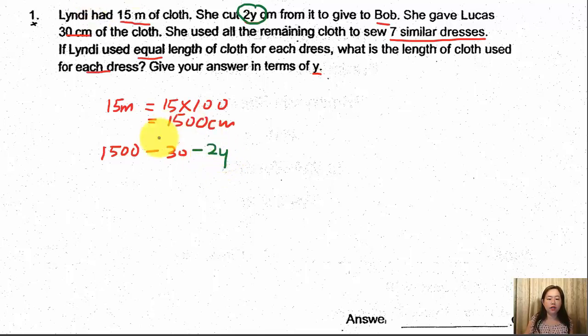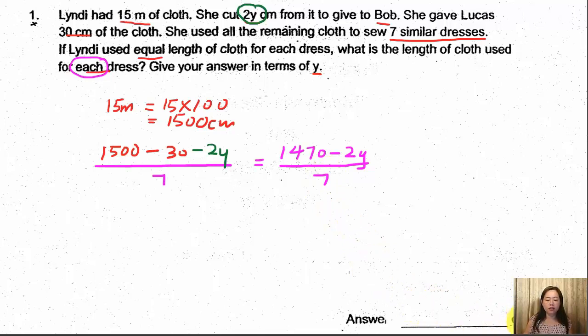And finally, this will be the remaining cloth that she has, and she wants to sew 7 similar dresses. Because the question asks you to find each dress, you have to find the answer here and divide it by 7. So this will be equal to 1470 minus 2y divided by 7. And this is your answer. When you write down your answer, because this is in cm, you have to put a bracket here, 1470 minus 2y, close bracket, and divide it by 7.